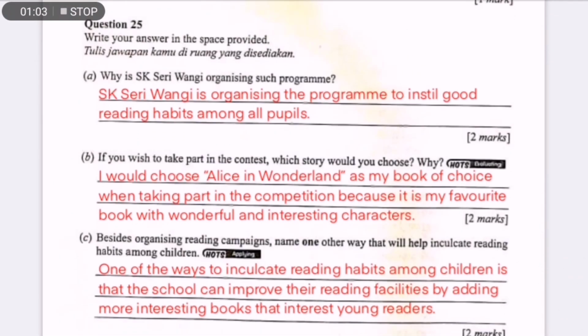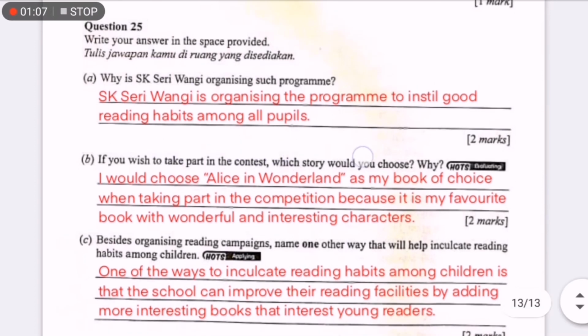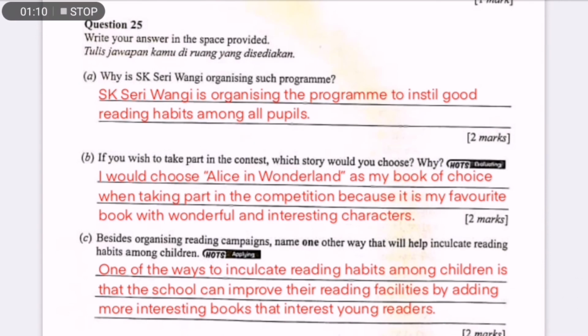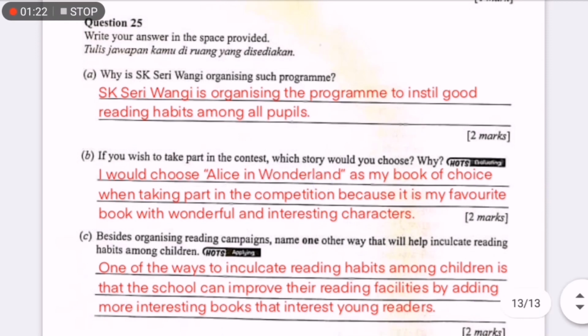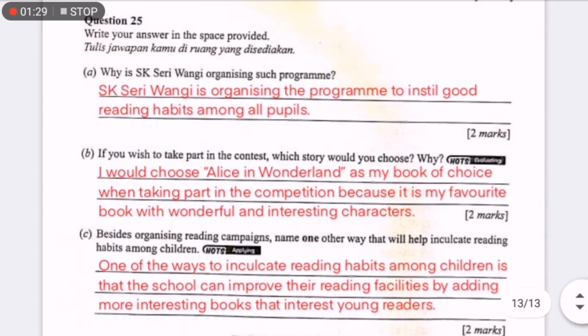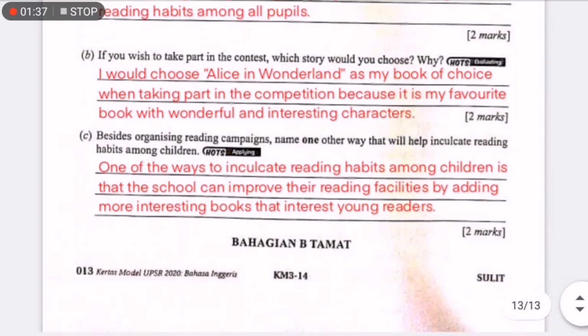If you wish to take part in the contest, which story would you choose? Why? This one is the first part of the question and then why is the second part. Any answer is acceptable. Any storybook, you need to give your reasoning. In my case, I will choose Alice in Wonderland as my book of choice when taking part in the competition because it is my favorite book with wonderful and interesting characters. So if you write your what and why, you can get your 2 marks.